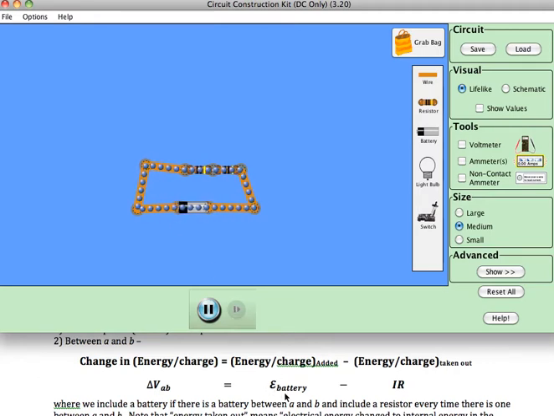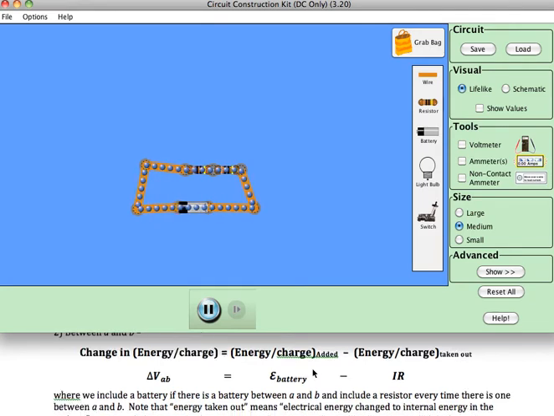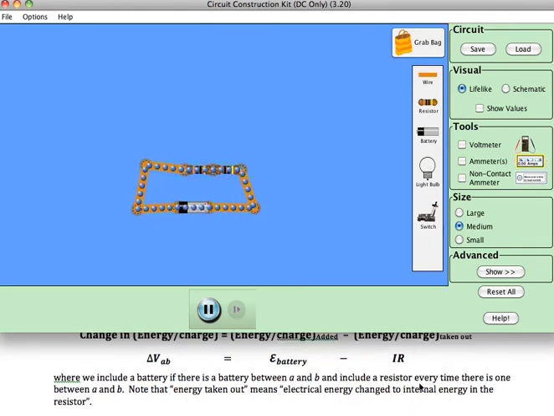This is the EMF of the battery, whatever the rating of the battery is in voltage. The current is going clockwise, so every time the current goes through a resistor, then energy per charge is taken out, and that's just the current times the resistance. When you say taken out, the energy is not thrown away. Taken out just means the electrical energy gets changed to internal energy in the resistor. This resistor is heating up because current's going through it. This battery is adding energy because it's a battery, but of course you know that it also has an internal resistance, so it is also heating up a tiny bit.